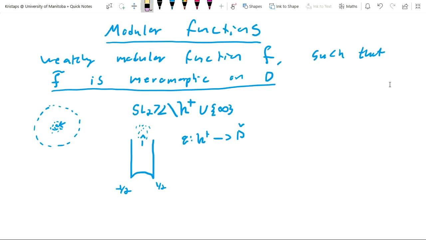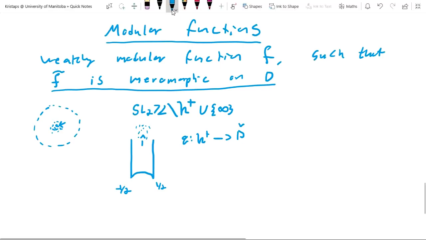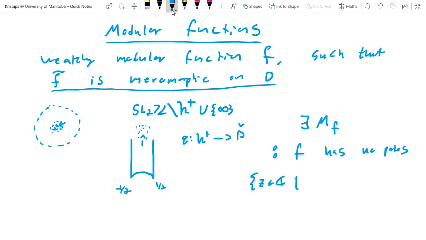In other words, if f is in fact a modular function, that means that there exists some bound, say m sub f, such that f has no poles in the region of complex numbers whose imaginary part is strictly greater than this bound. So all the poles will be contained within some compact subset of the fundamental domain.